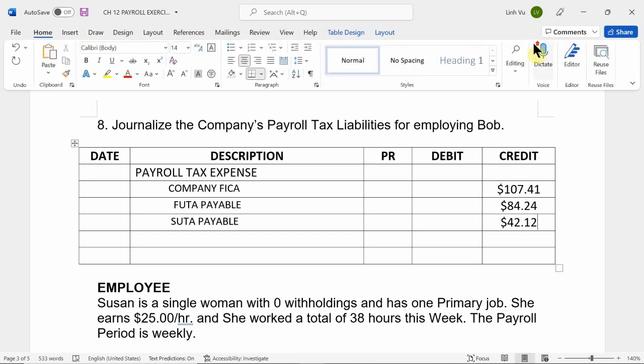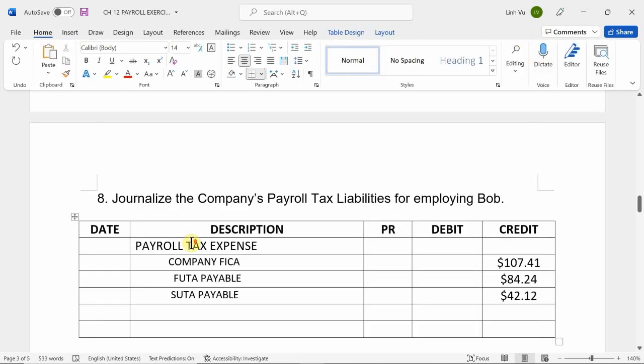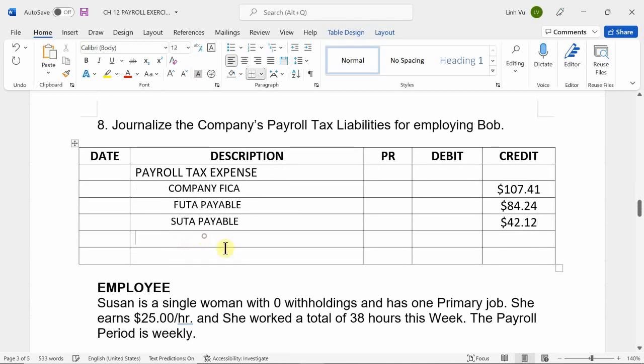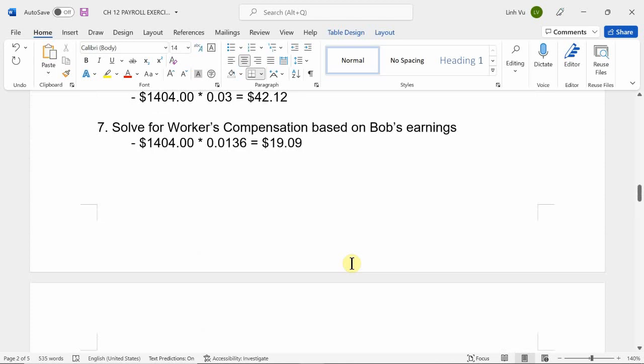And lastly, what else did we calculate? Workers' compensation, workers' comp for short. So how much was that? 19.9.